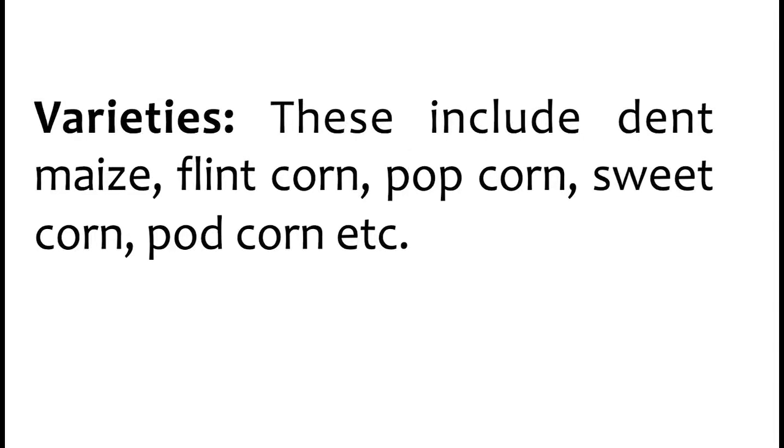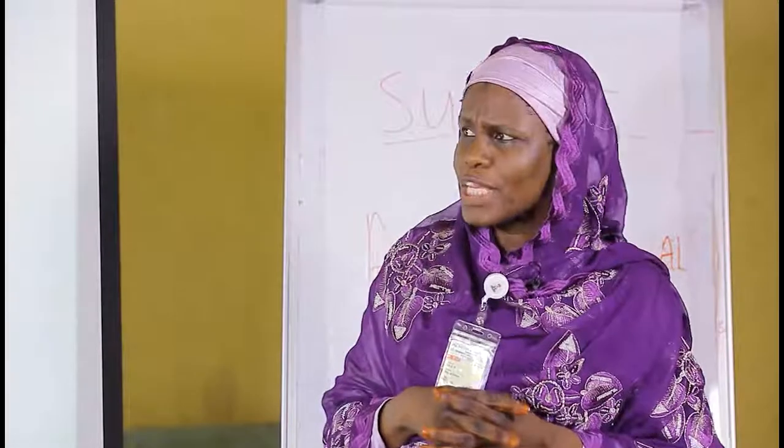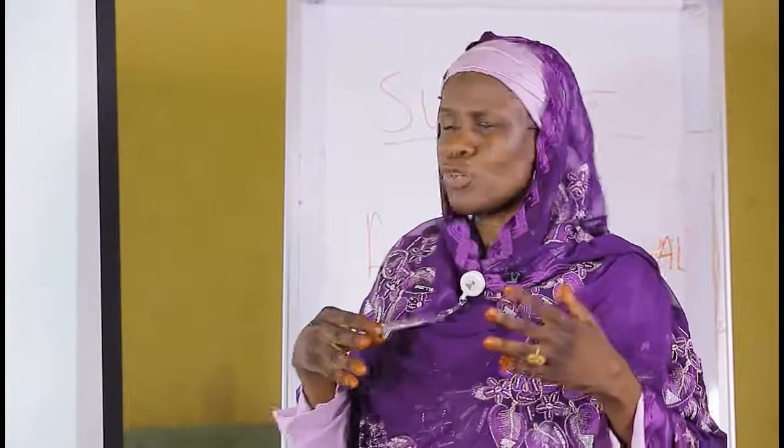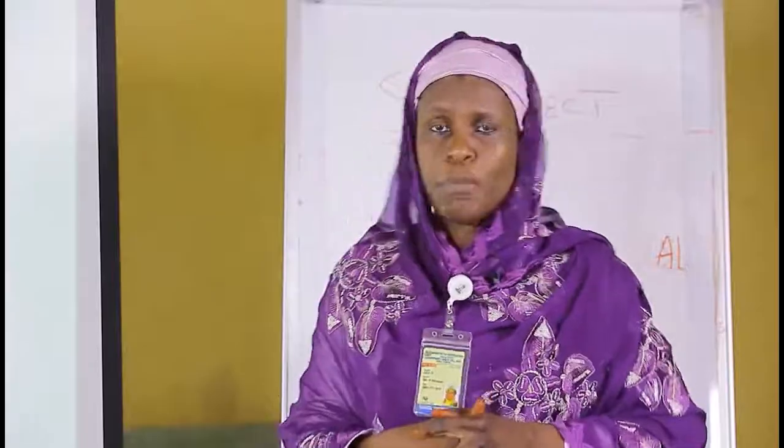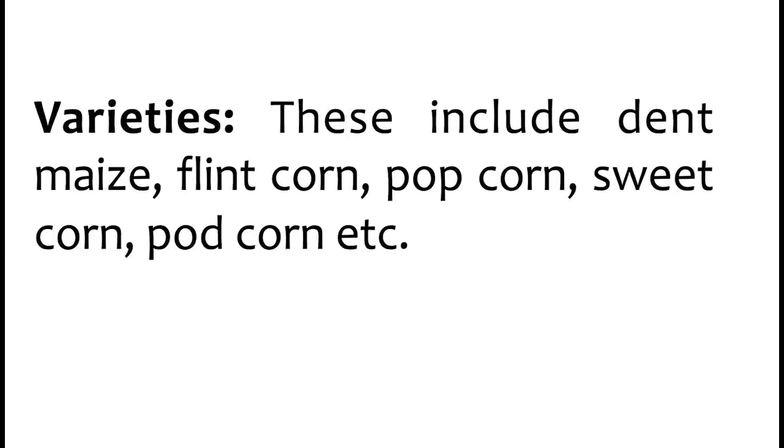Now let's look at the varieties of this maize. Maize is of different varieties. We have about 4 or 5 varieties of maize, and these varieties include dent corn, flint corn, popcorn, sweet corn. We also have popcorn.